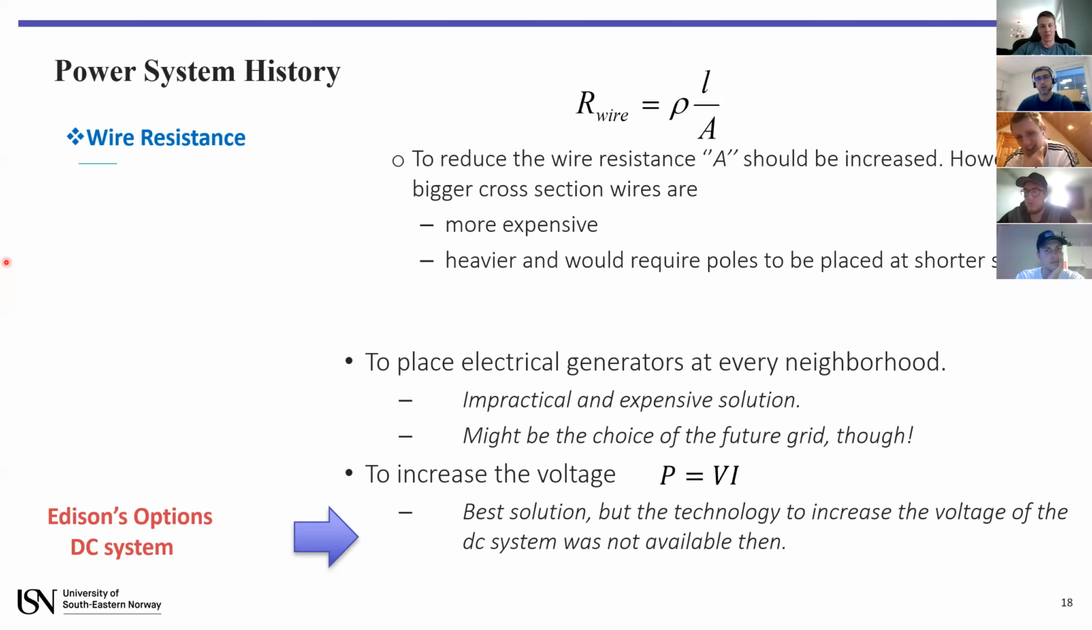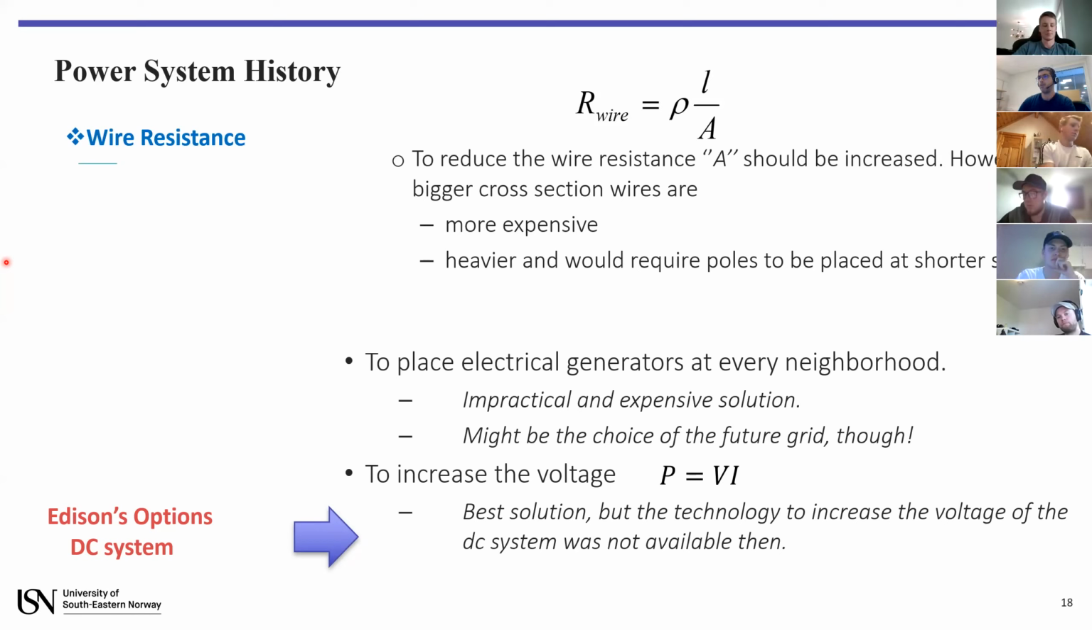The transformers cannot change DC voltage. Exactly. You know how a transformer works. So our transformers are AC, but the main property of the Edison system was DC. So we couldn't increase the DC voltage with a transformer.